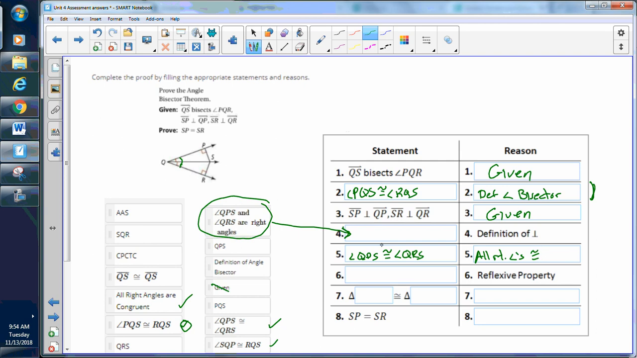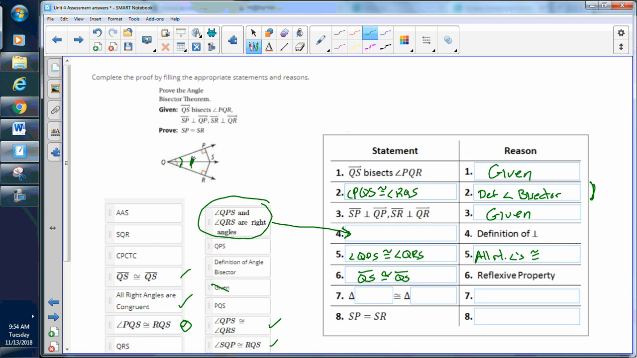So in the previous step, we said they were right angles. Now we can say they're congruent. Reflexive property is something is congruent to itself. The only thing we have over there like that is QS. So this should have been given, because that's all we have, QS.